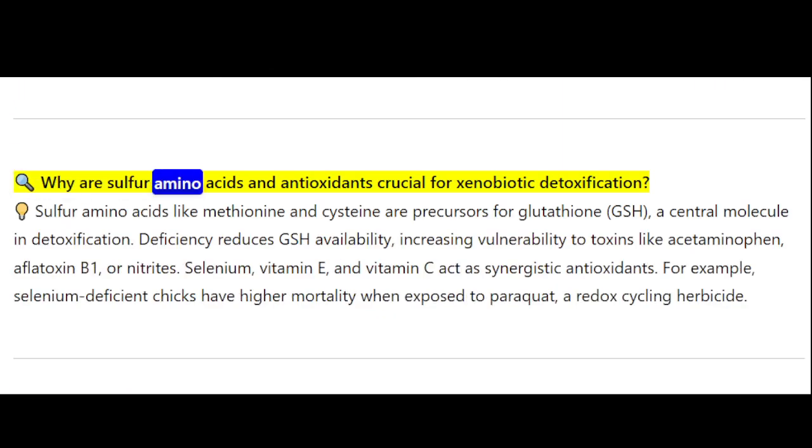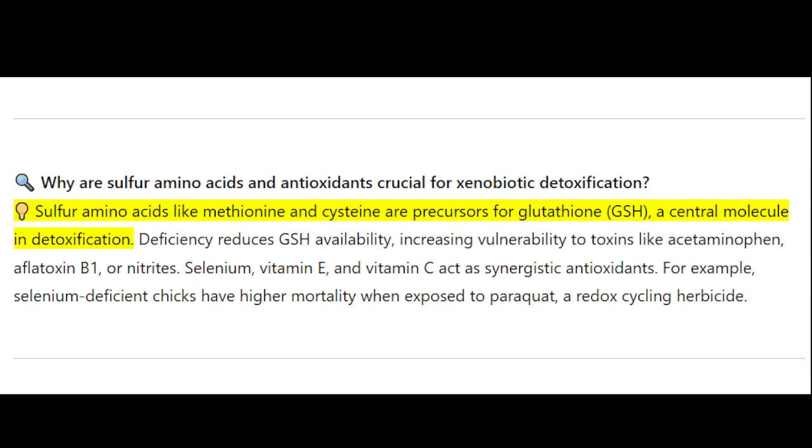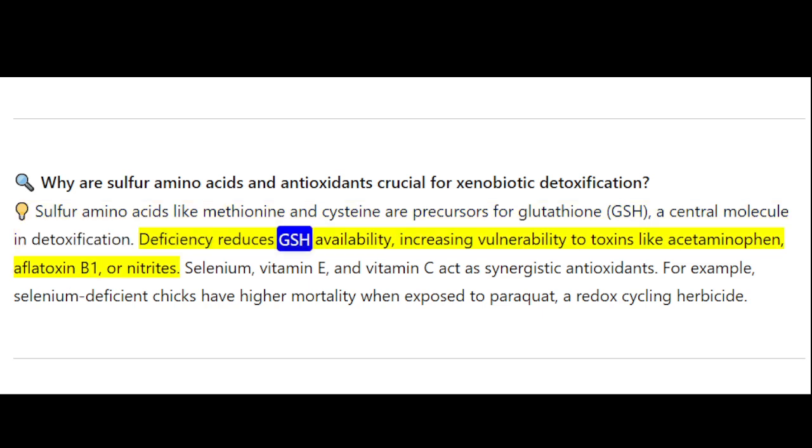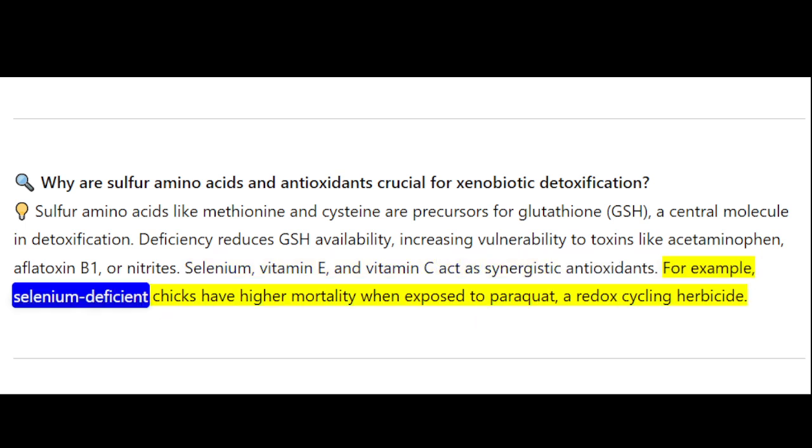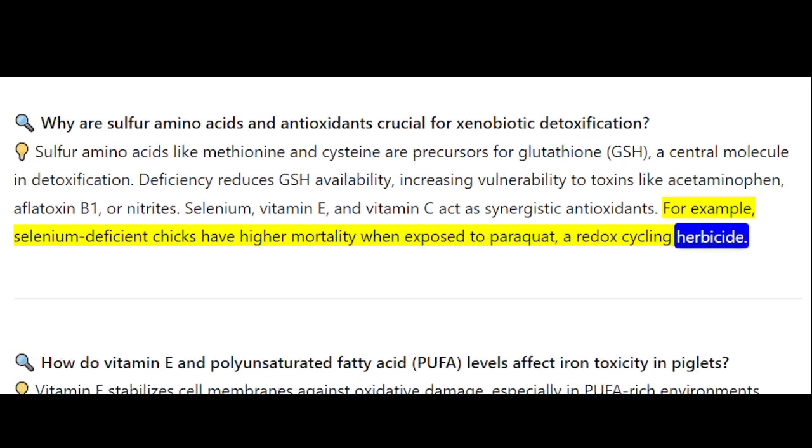Why are sulfur amino acids and antioxidants crucial for xenobiotic detoxification? Sulfur amino acids like methionine and cysteine are precursors for glutathione, GSH, a central molecule in detoxification. Deficiency reduces GSH availability, increasing vulnerability to toxins like acetaminophen, aflatoxin B1, or nitrites. Selenium, vitamin E, and vitamin C act as synergistic antioxidants. For example, selenium-deficient chicks have higher mortality when exposed to paraquat, a redox cycling herbicide.